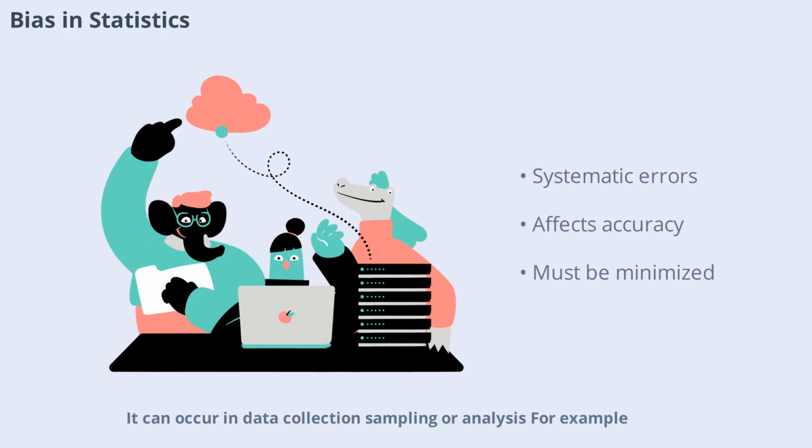It can occur in data collection, sampling, or analysis. For example, if a survey only includes people from one neighborhood, the results might not represent the whole city.